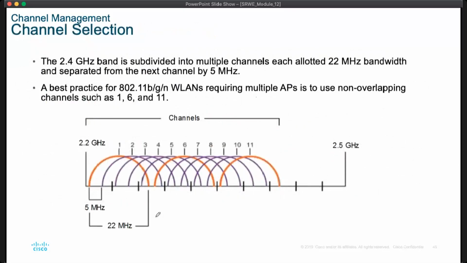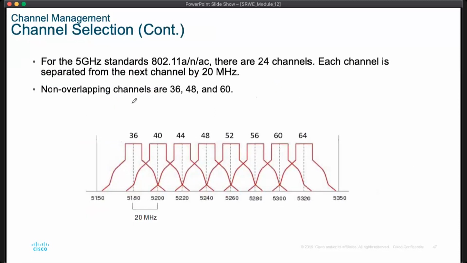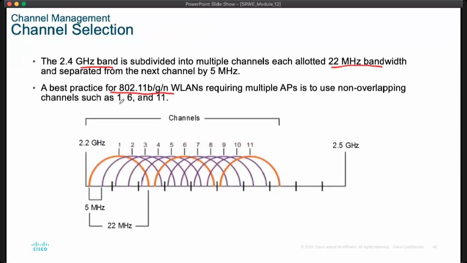Channel selection. The 2.4 gigahertz band is subdivided into multiple channels, each allotted 22 megahertz of bandwidth and separated from the next channel by 5 megahertz. A best practice for an 802.11 b/g/n wireless LAN requiring multiple APs is to use non-overlapping channels such as 1, 6, and 11. This is the diagram they are referring to.